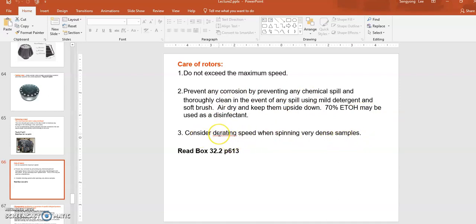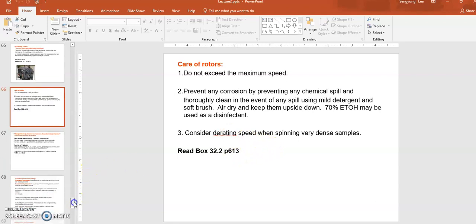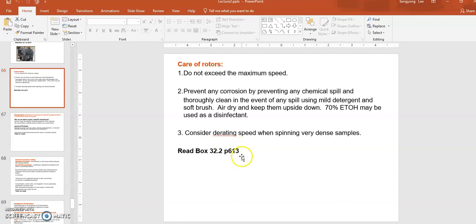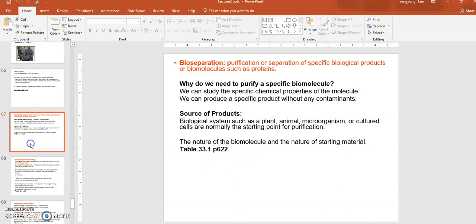Derating means you remove braking. That's what it means. Sudden stopping will hinder your centrifugation, and your pellet may be disturbed. Read your Box 3222 for more information about the care you need to provide for your centrifugation. Okay.